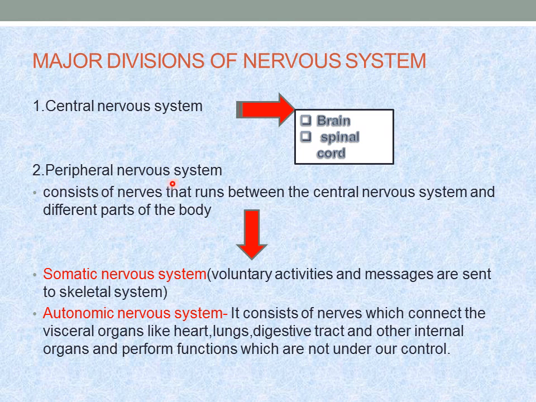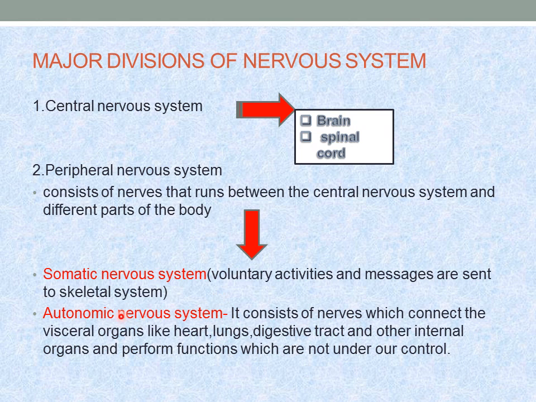Now this peripheral nervous system is again divided into two parts. The first part is the somatic nervous system, which is dealing with all the voluntary activities, and the messages are sent to the skeletal system, that is the muscles of our body.